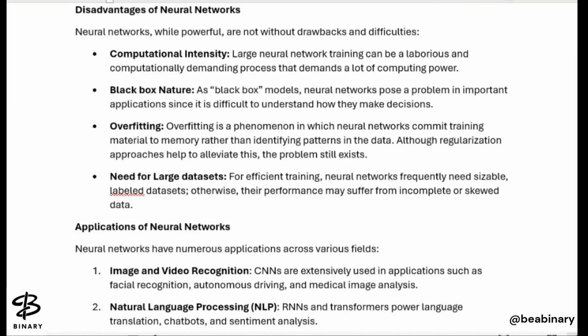As a black box model, neural networks pose a problem in important application science; it is difficult to imagine how they make their decisions. So we don't know much about the environment here. Then there is overfitting. Overfitting is a phenomenon in which the neural network commits training material to memory rather than identifying patterns in the data. Although regularization approaches help alleviate this, the problem still exists here.